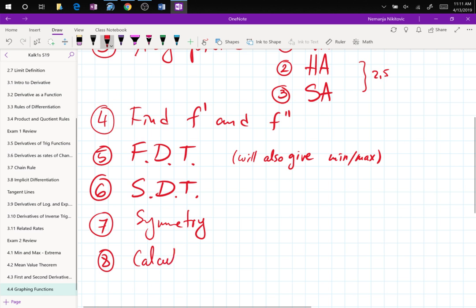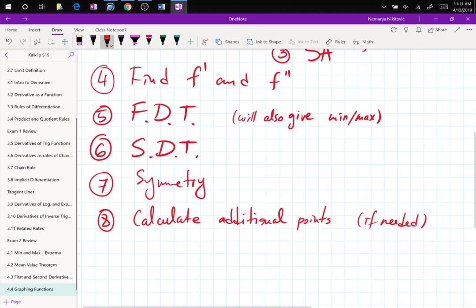So calculate additional points, just if needed, okay? Don't make it a priority in life. And then number 9, finally graph and win. That's it.